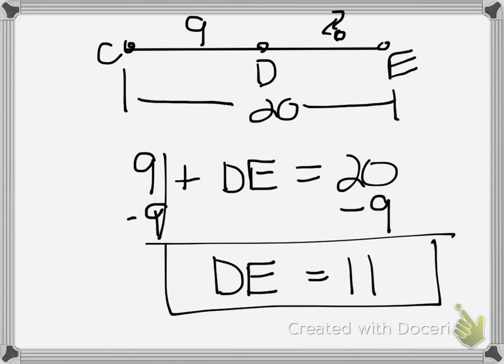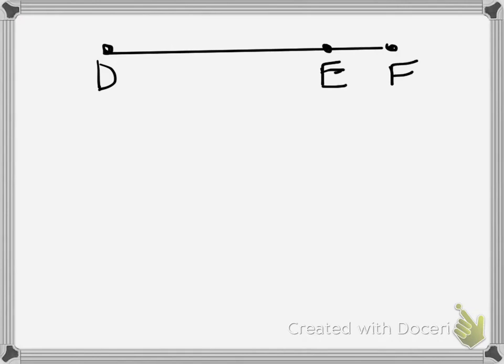All right, let's look at example 2. For example 2, again we have a line segment that is DEF. So D is here, E is here, and F is here. We know that the length of the whole thing is 8. We know that EF is 1. Again, what we don't know is this part here, DE.